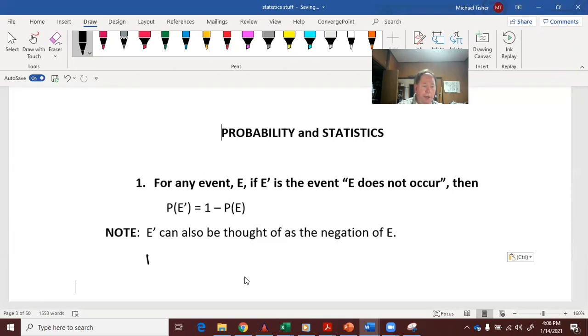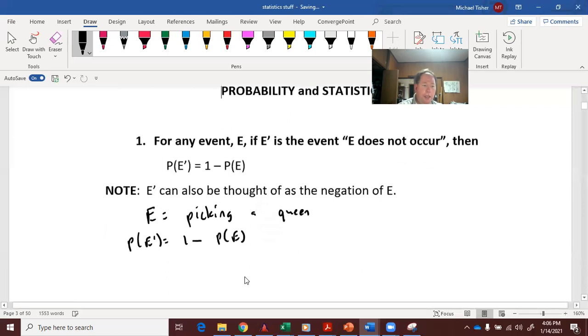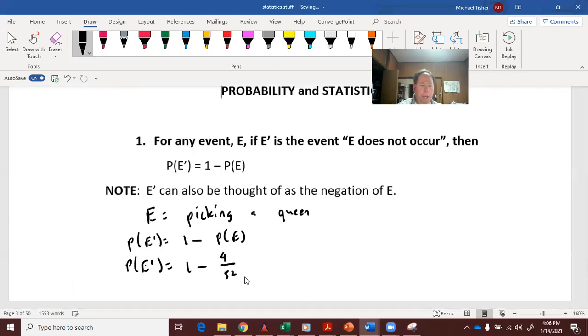All right, so if we do the same problem again, we'll set E equal to picking a queen. And we want to find the probability of picking not a queen or not picking a queen. So that'll be P of E prime is equal to 1 minus P of E. And so P of E prime is equal to 1 minus the probability of picking a queen. That's 4 over 52. And so again, we have 1 minus 4 over 52, which is 48 over 52. This time, let's just keep it as a fraction. So if we reduce this fraction, it's going to be 12 over 13.